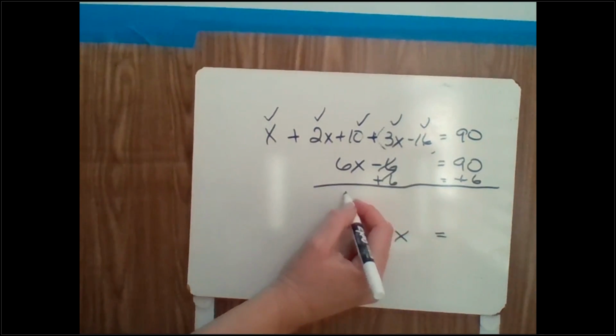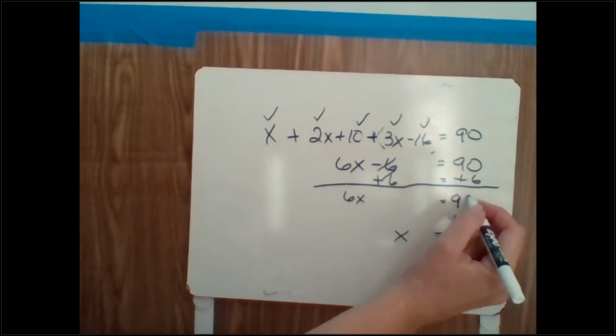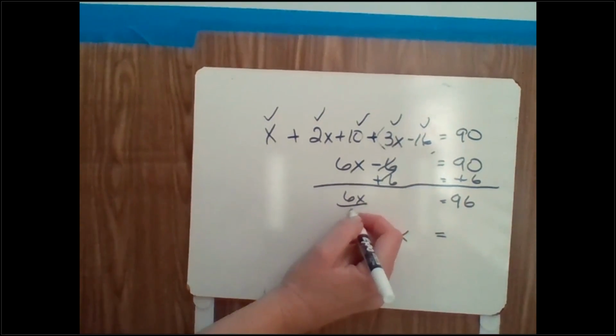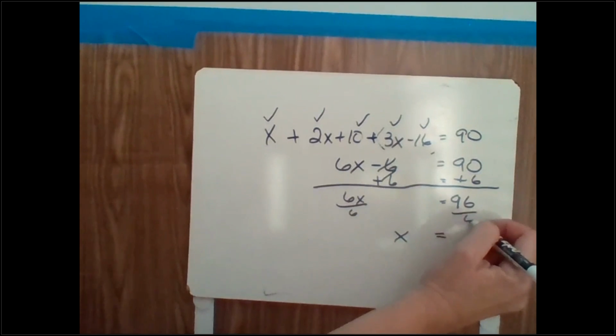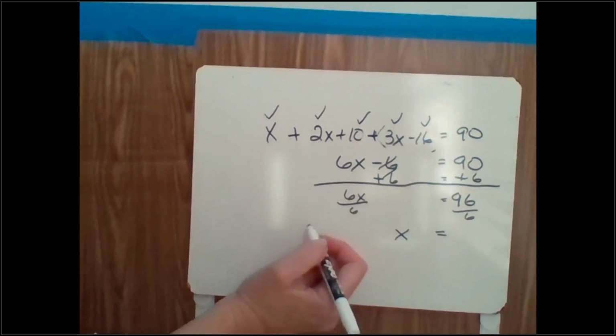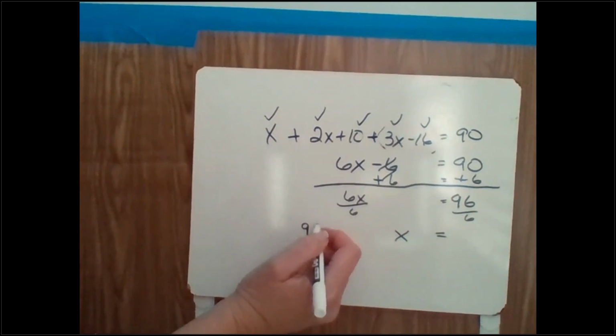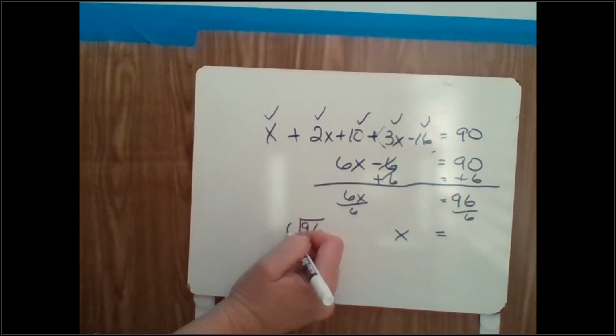That cancels. 6x equals 96. Need to divide both sides by 6. Some of you might have that memorized, but not everyone has 96 divided by 6 memorized. So let's work it out.